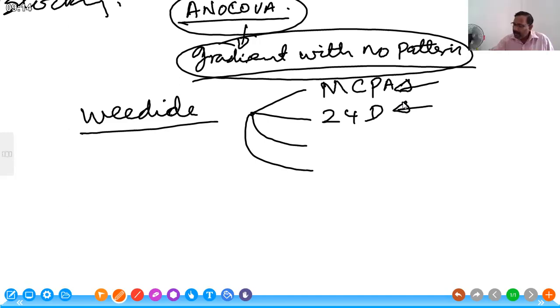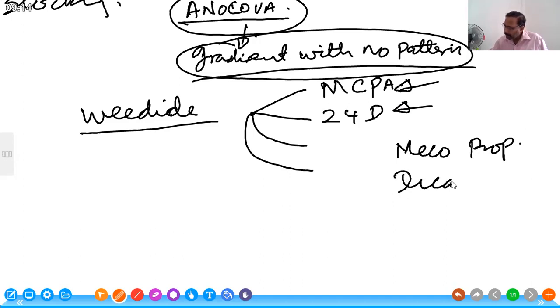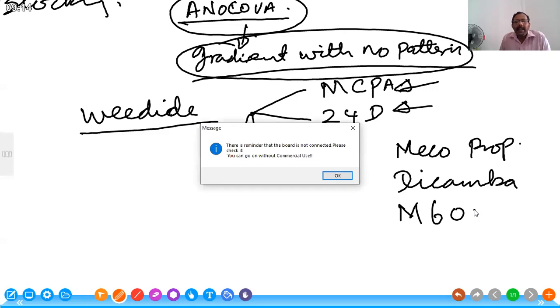Yeah, we will go for brands. Mecoprop. Somebody said Mecoprop. I will write Mecoprop. One. Dicamba. I don't know, these are new to me. M60. Tell me, these are broadleaf weedicide. I'm just considering only broadleaves because we cannot compare.